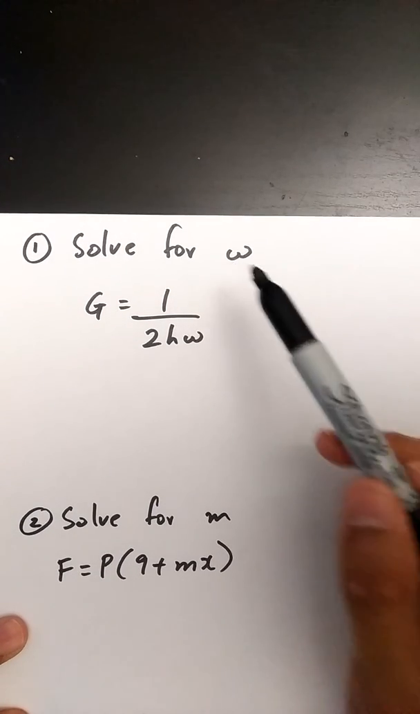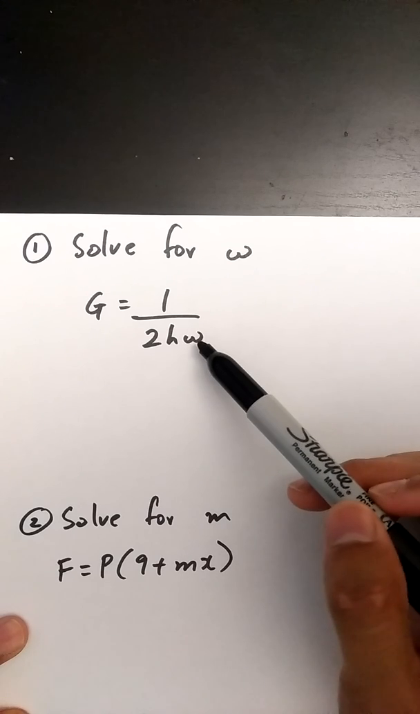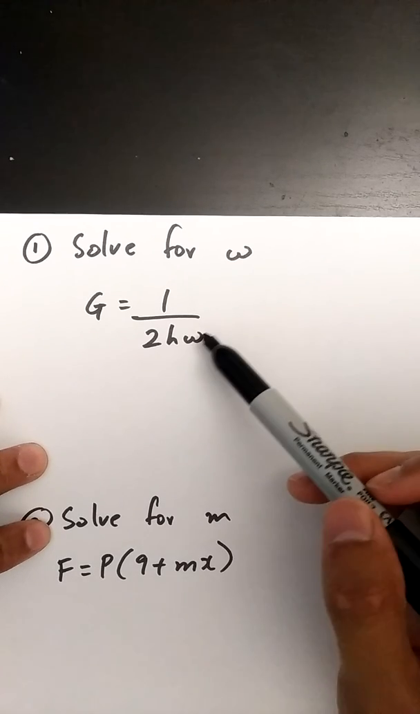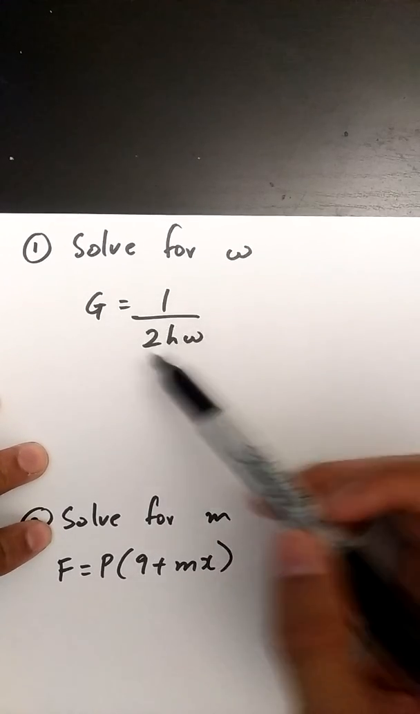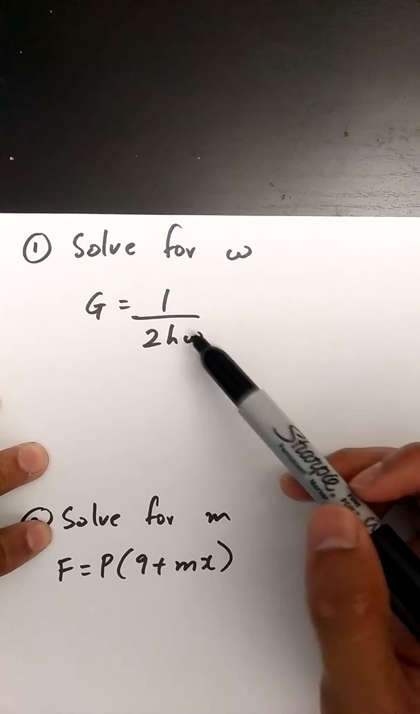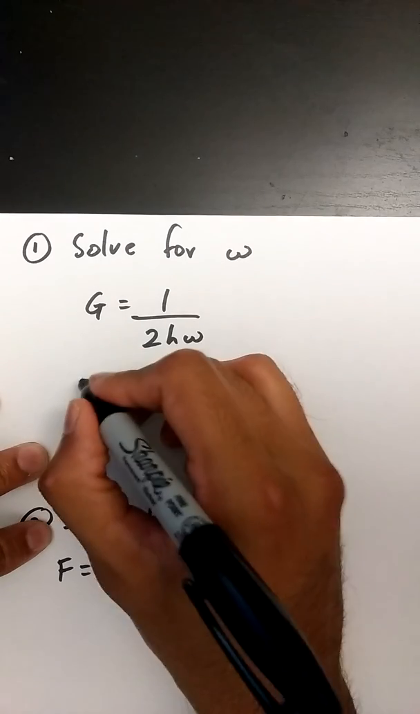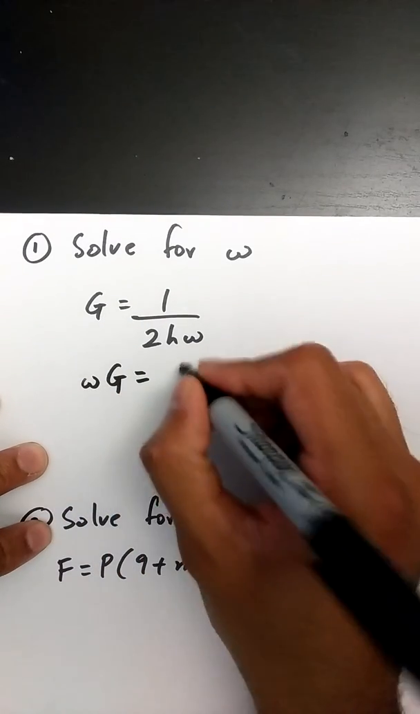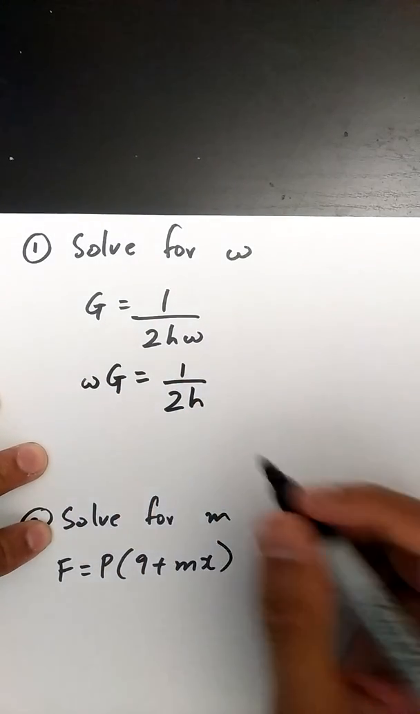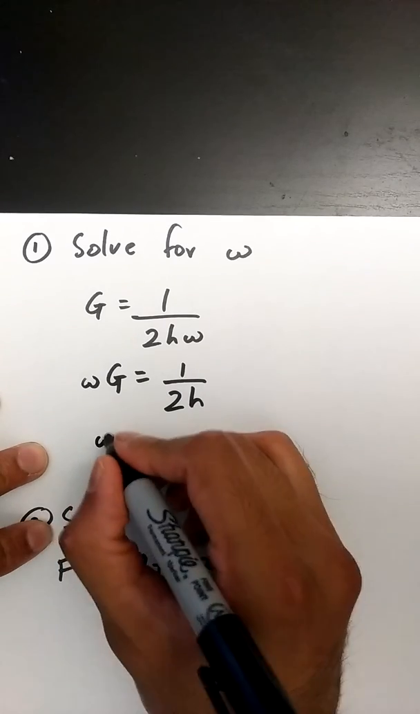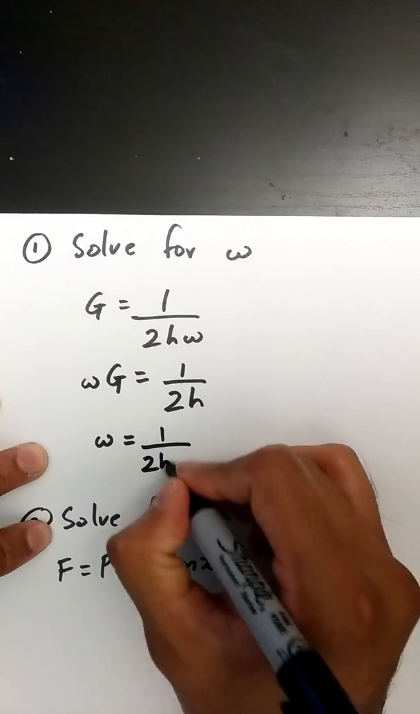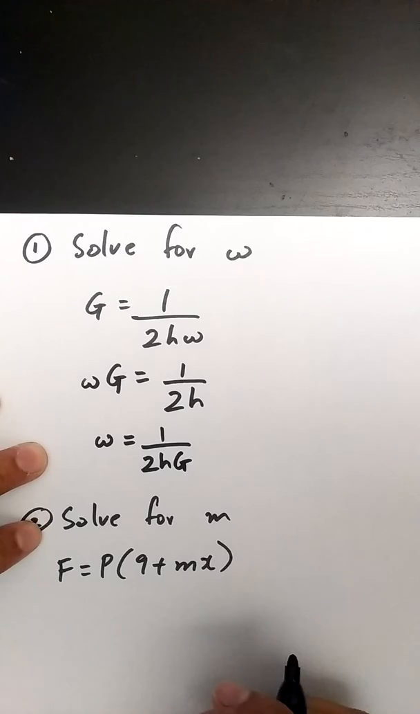In this first question, we're trying to isolate W, or basically make W the subject of the formula. So if we're doing that, I know it would be easy for me to move W from this side to that side. If it's being divided here, I'm going to multiply it on the other side. So I have WG is 1 over 2H. Then I'm just going to divide G on the other side. So 1 over 2HG.